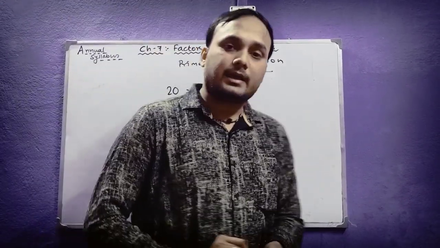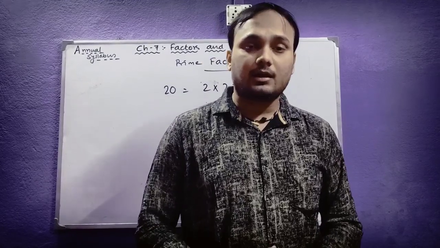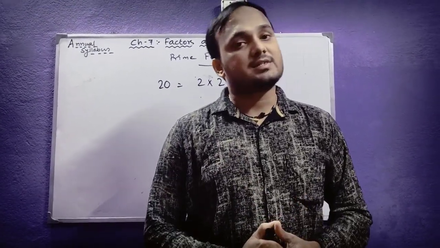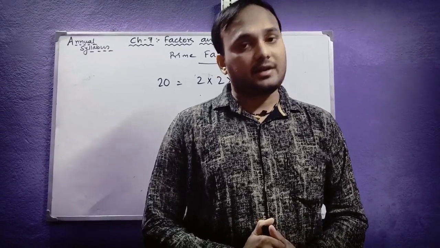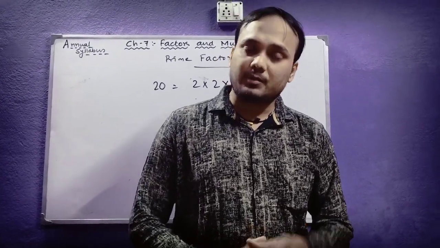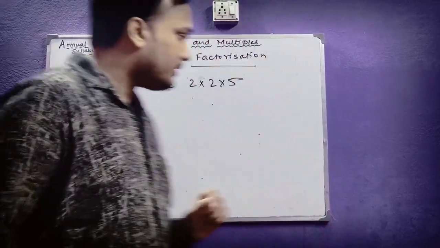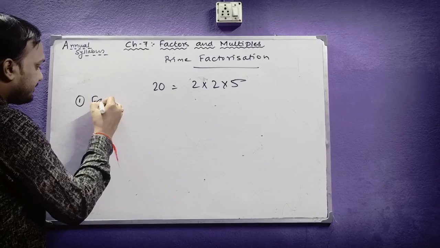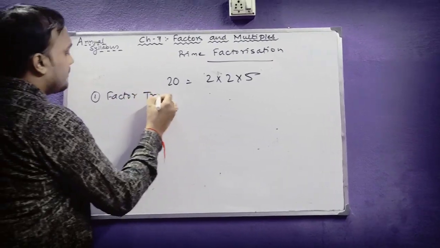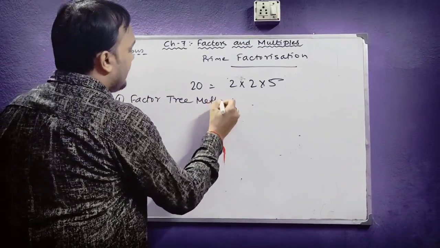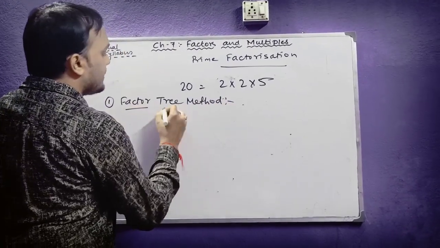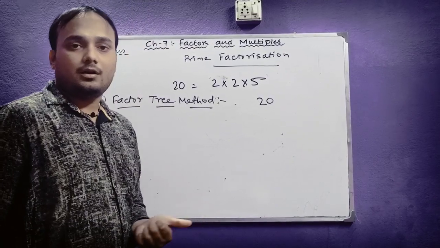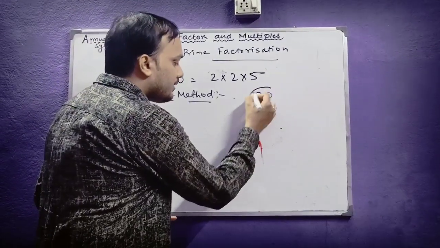There are basically two methods in your syllabus by which you can find the prime factorization of any number. Those two methods are the factor tree method and the division method. I'm explaining both methods to you so that you can understand. First method is the factor tree method. If I want to find the prime factorization of 20 by the factor tree method, how will I do it? You will be doing it like this.